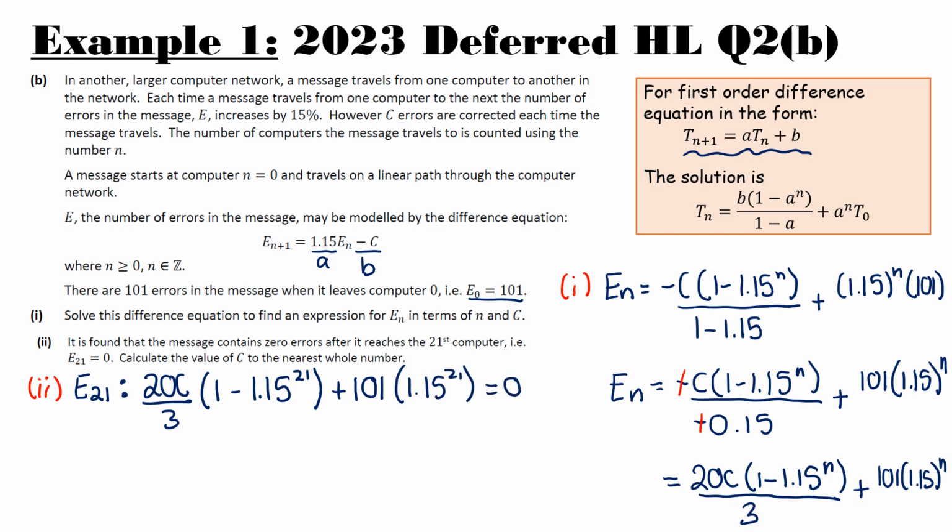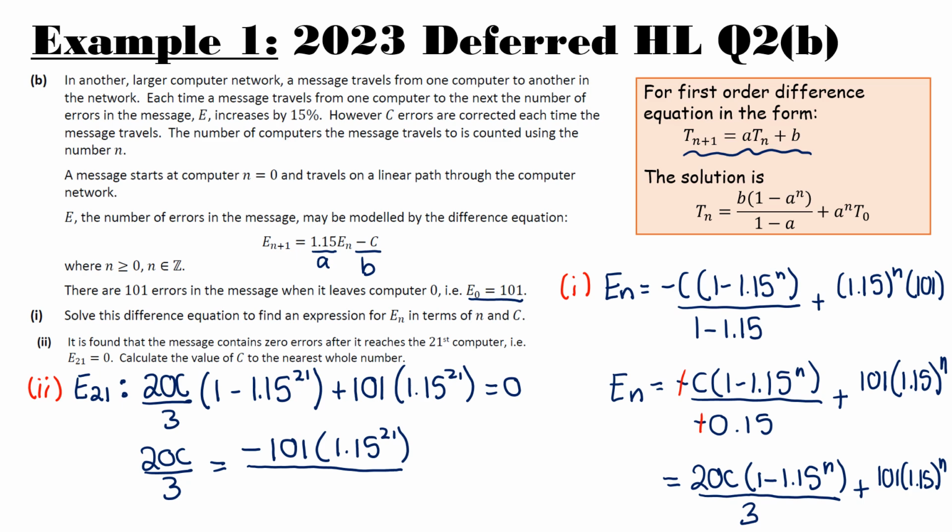We want to solve for c, so let's bring everything across the equals. The first thing I'm going to bring over is that 101, so that's going to give me minus 101 times 1.15 to the power of 21. You can put that into the calculator and get a decimal for it. I'm going to wait till the end to do the calculator work.